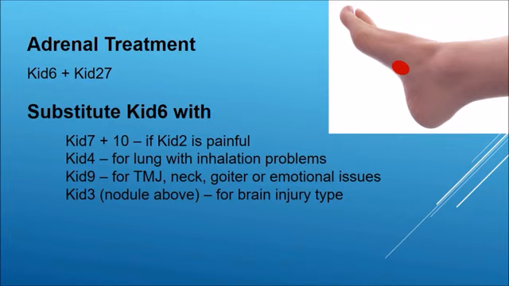The original adrenal treatment is kidney 6 and kidney 27. Kidney 6 is needled towards the Achilles, and kidney 27 is needled towards the center. Kidney 6 can be substituted by other points, but kidney 27 is always part of this treatment. Kidney 27 is considered to subdue the parathyroid.